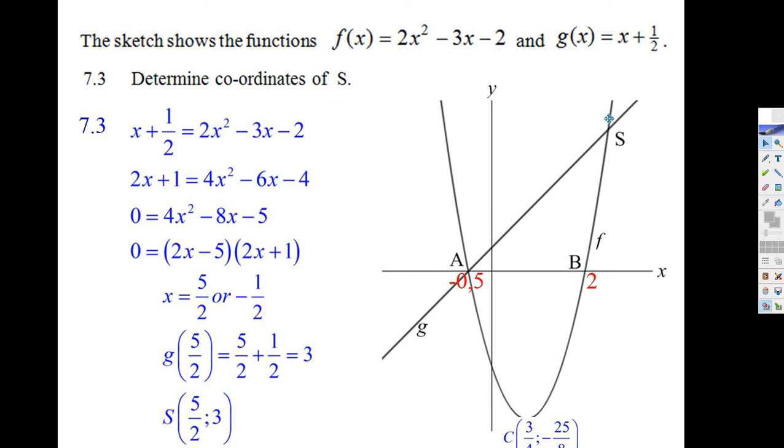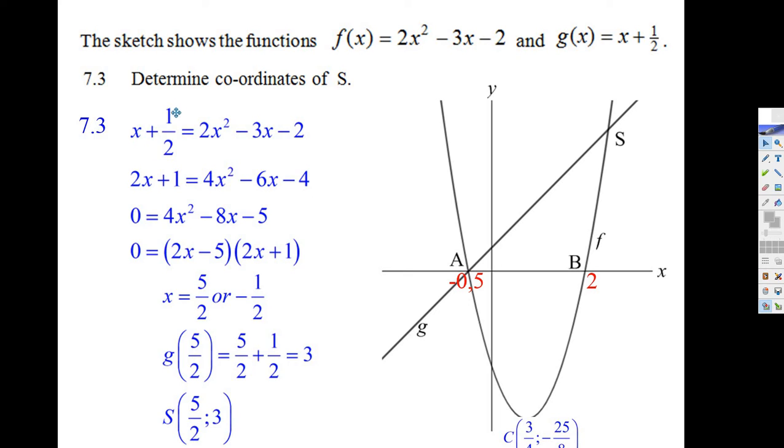Let's look at the third question. Determine the coordinates of S. Well, S is where the parabola and the line cross. It's where they equal each other. So what you do is you make these two equations equal each other. And you get a mark just for that idea. So there they are, equal to each other. Now fractions, you don't like them. I don't like them when I'm solving equations. So I multiply everything by 2.